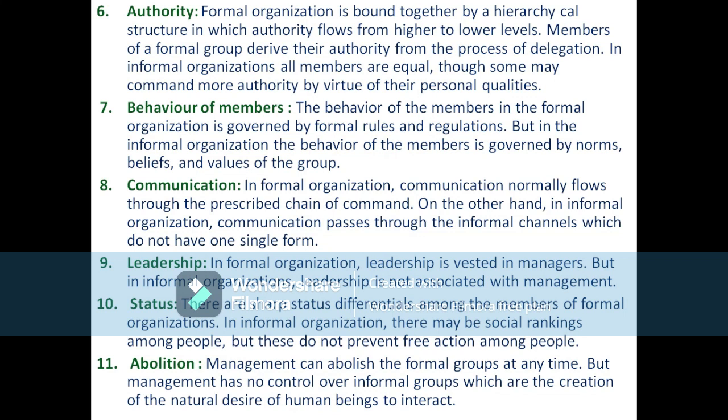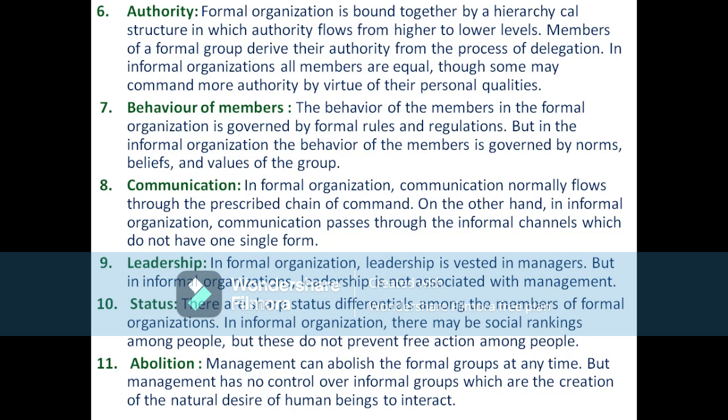Though some may command more authority in informal organizations, that sense is not seen in informal organizations. But in formal organizations, definitely a hierarchical structure is maintained by the organizations. We will see top management, middle level management, lower level management. They have their own responsibilities, they have their own authorities. So depending upon the basis of authority, formal and informal can be differentiated.